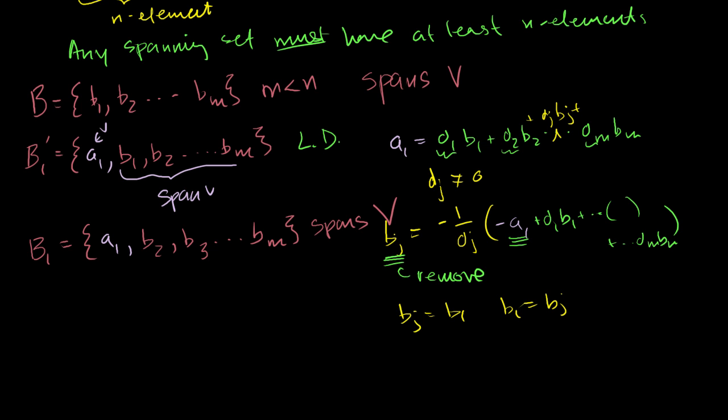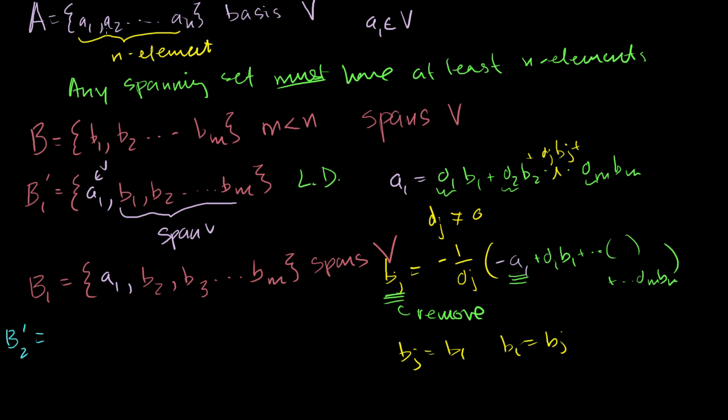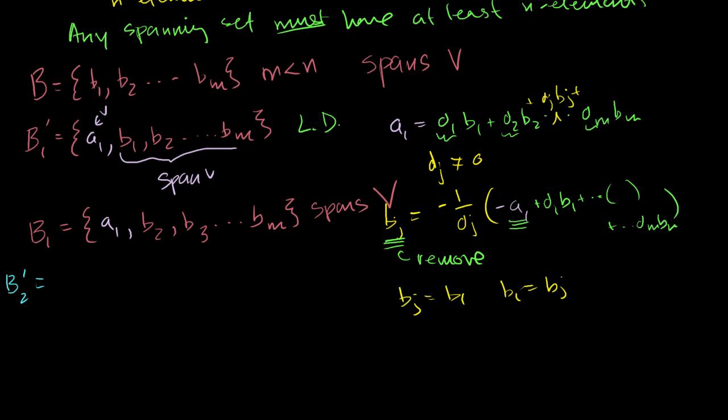Now let me create another vector. Let me do a new color. Let's say I have the vector B2 prime. What I'm going to do now is take another element from our basis of V. I'll take the second element, A2, and throw it on this guy. So now we have the set. Let me write it this way. B2 prime is equal to, I'm just going to add A2 to this guy. So you have A1, A2, and then all the rest of these guys: B2, B3, all the way to Bm. And of course, this still spans V. I just added something here.